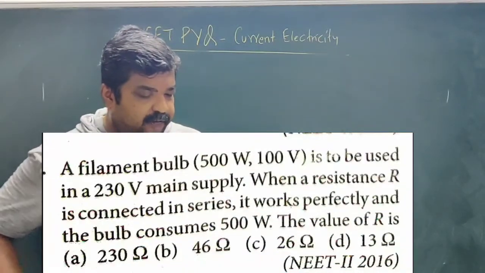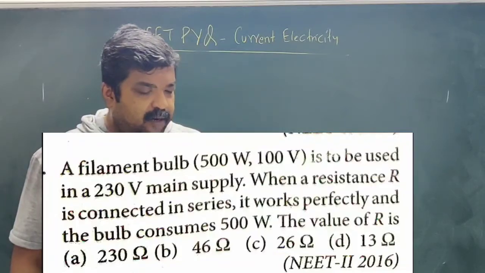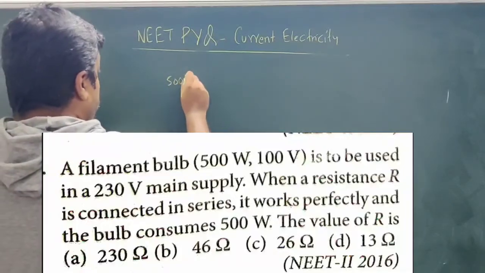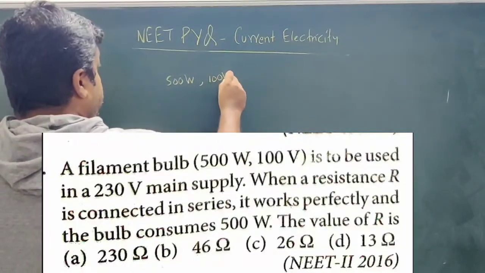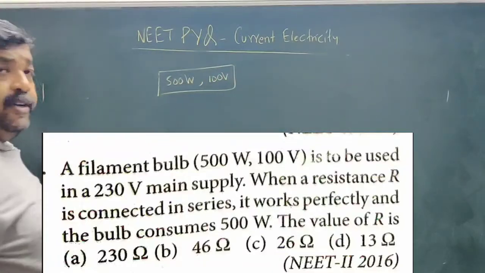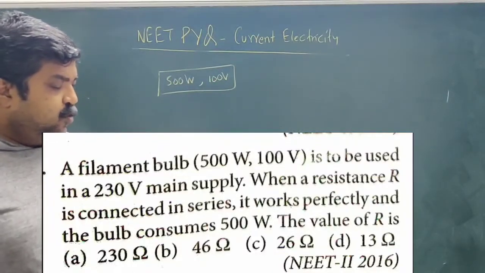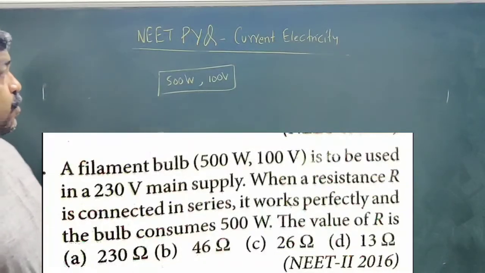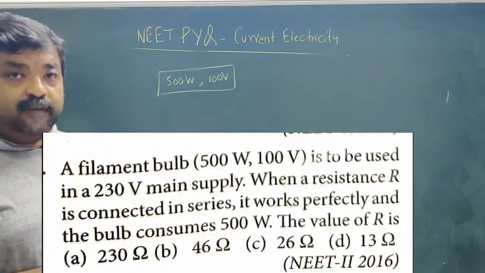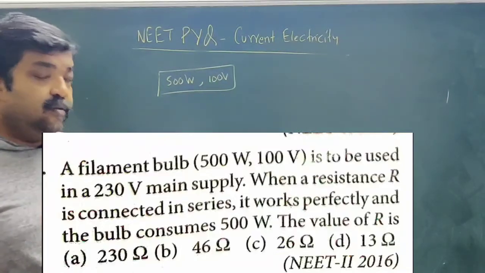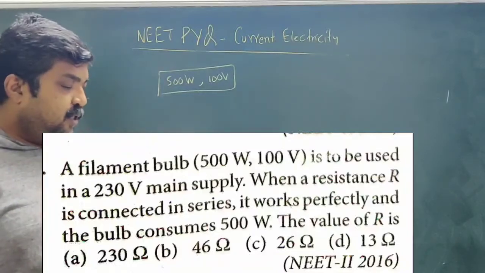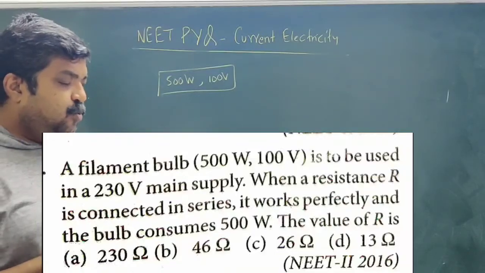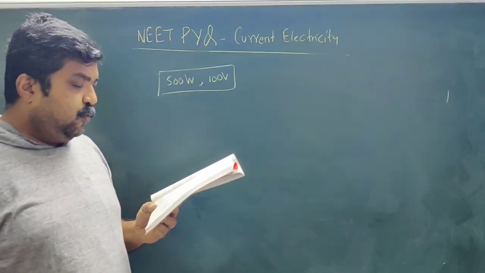So next question, we have a filament bulb whose power is given. It is 500 watt at 100 volt. This is for the filament of the bulb, which is used in a 230 volt main supply. So this bulb works when it is provided a voltage of 100 volt, but now it is connected to a circuit where the voltage is 230 volt. When resistance R is connected in series, it works perfectly and the bulb consumes 500 watt. So find the value of R.